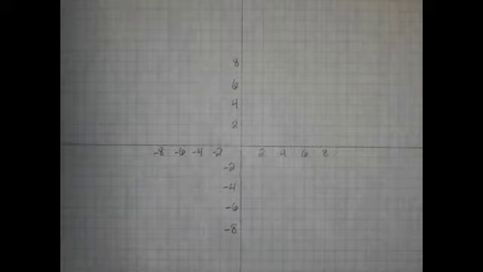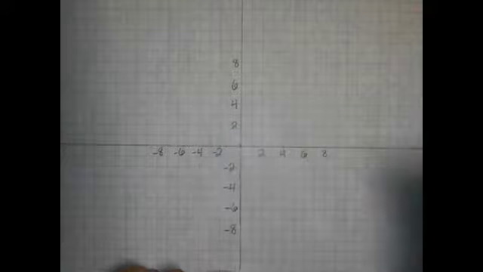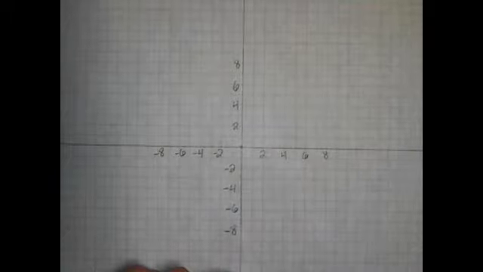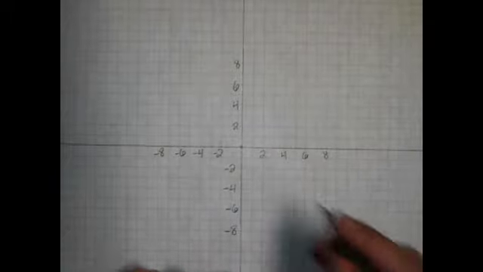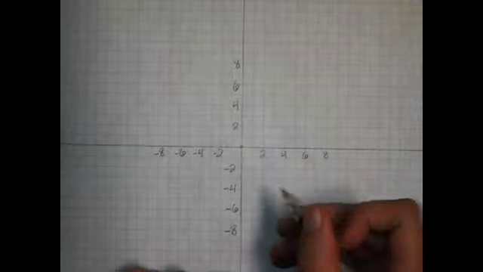Dilating a figure on the coordinate plane. To dilate a figure, we need a center of dilation and we need a figure itself. To make things easier, I'm going to make the center of dilation the origin. That's going to let me use the coordinates and just multiply the coordinates to get my dilated coordinates.